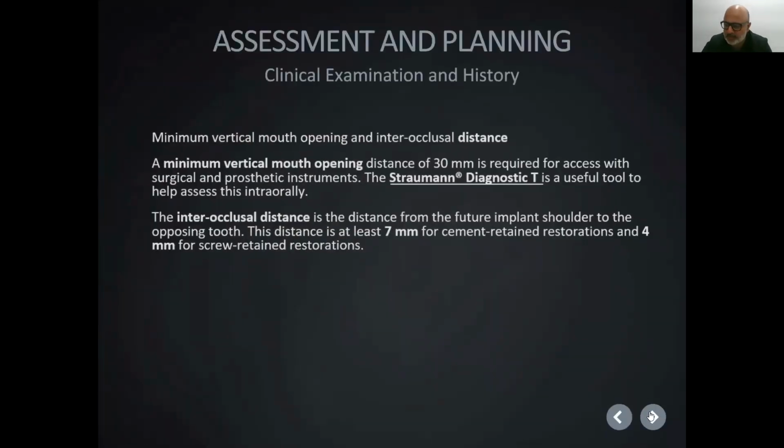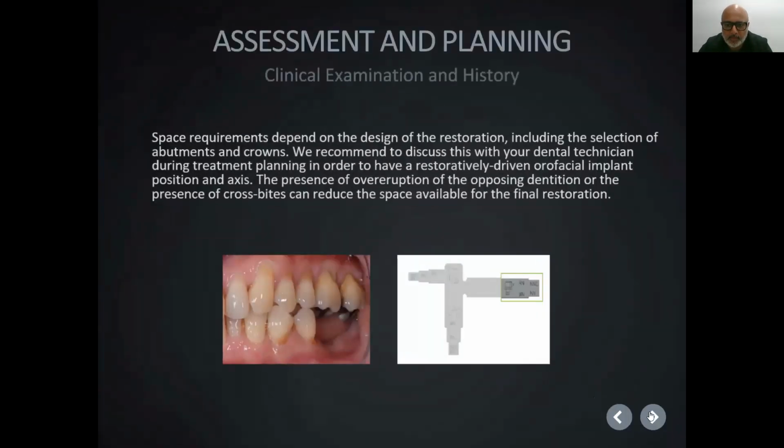The minimum vertical opening required for access should be around 30 millimeters. Straumann have this thing called the diagnostic T, which is quite useful, particularly if you're a novice, to see whether or not there is space. It also allows you to measure space for restorations, an average restoration, whether it's screw retained or cement retained, the 7 millimeters for cement retained and the 4 millimeters for screw retained, and multiple other things you can measure with it. And I think it's fairly inexpensive. Please don't quote me, I think it's a couple of $100 or so.